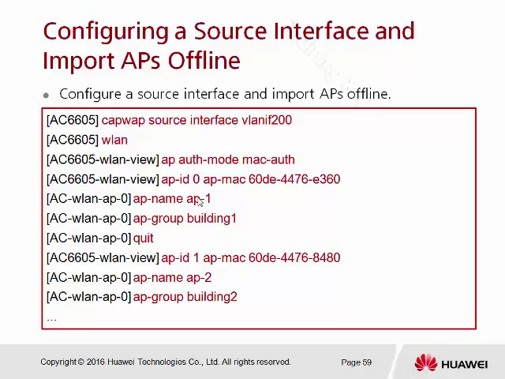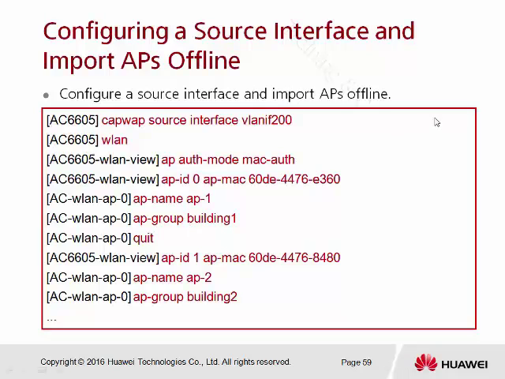Then don't forget to tell this AP that right now it belongs to ID 0. So I'm going to rename its own system name. And I'm going to tell this AP right now, you belong to the building 1 group. And then quit.